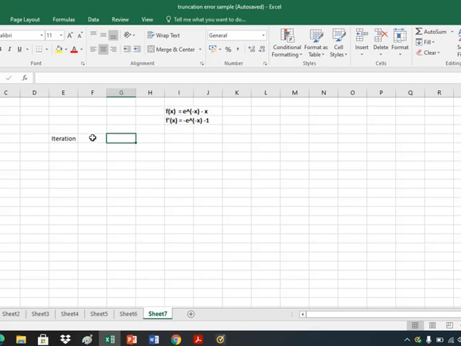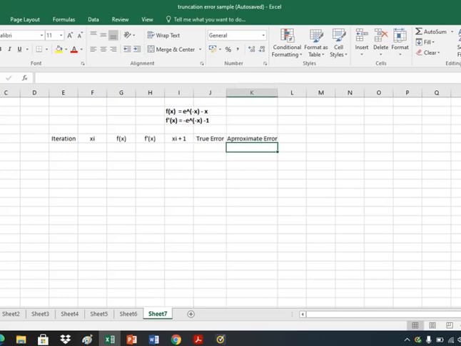To make the computation easier, we will compute this by parts, so it won't be difficult. First we'll compute the value of f of x in one column, then another column for f prime of x, then what else, x i plus 1, and of course we'll compute the true error and the approximate error.